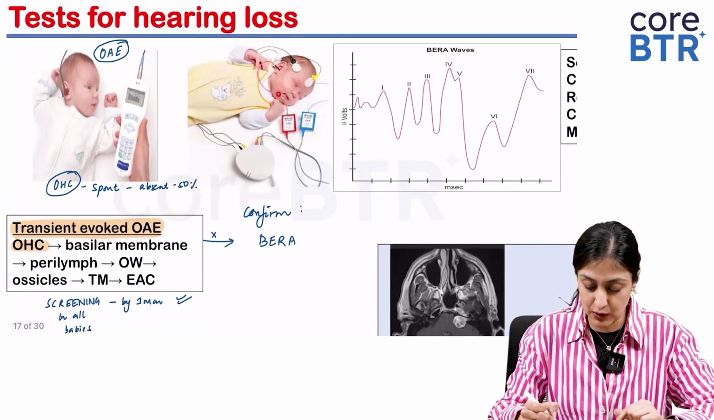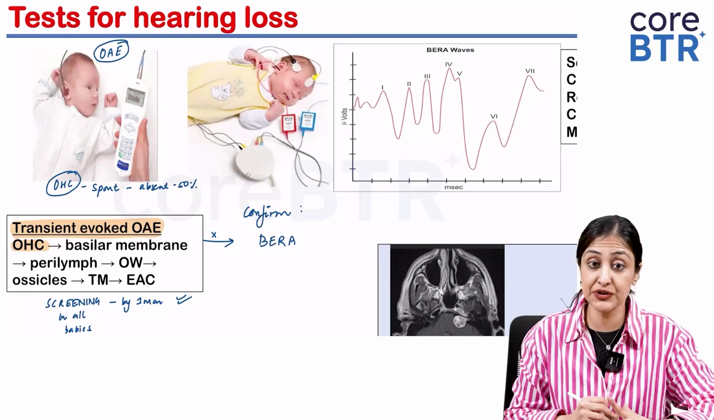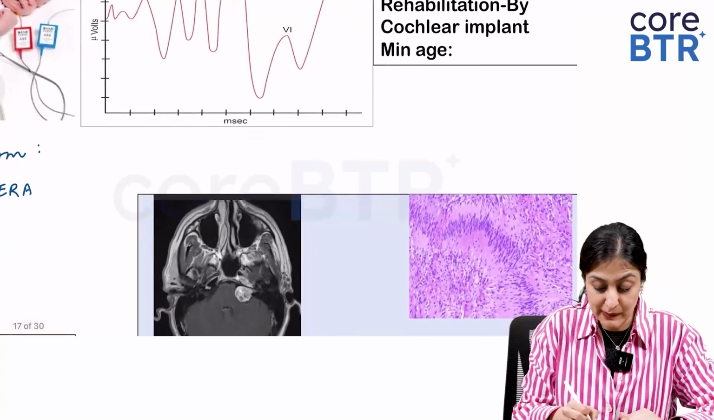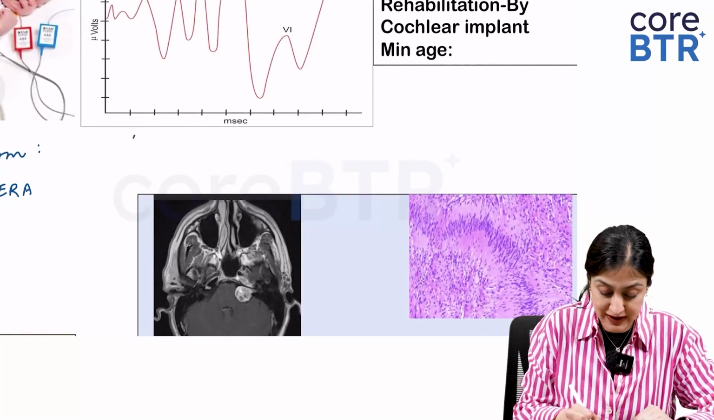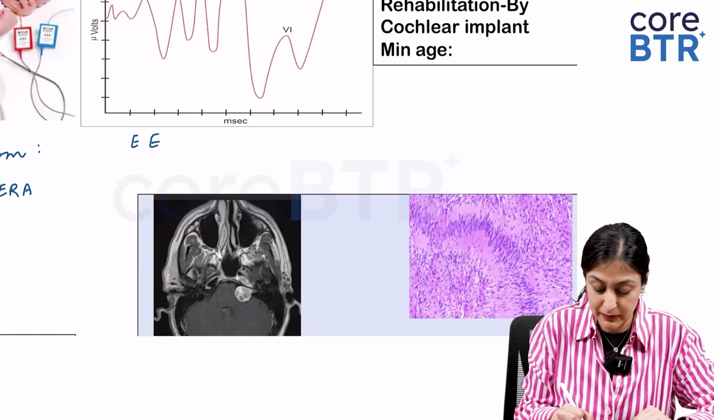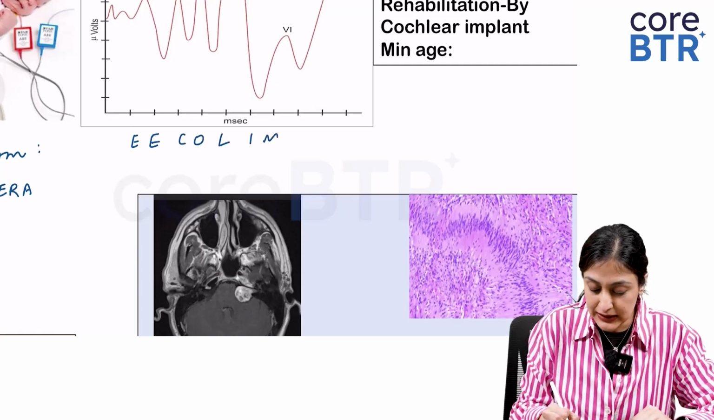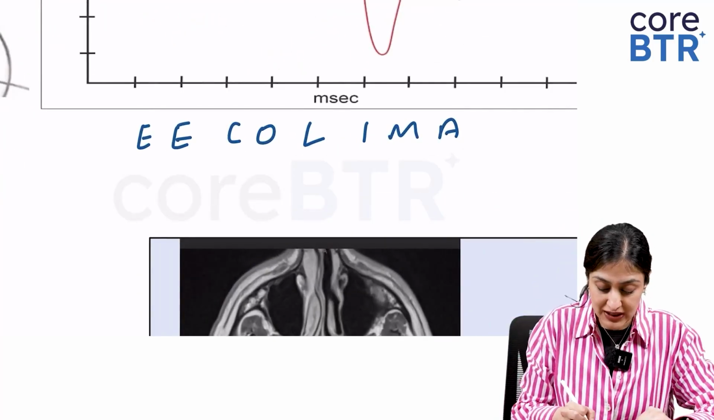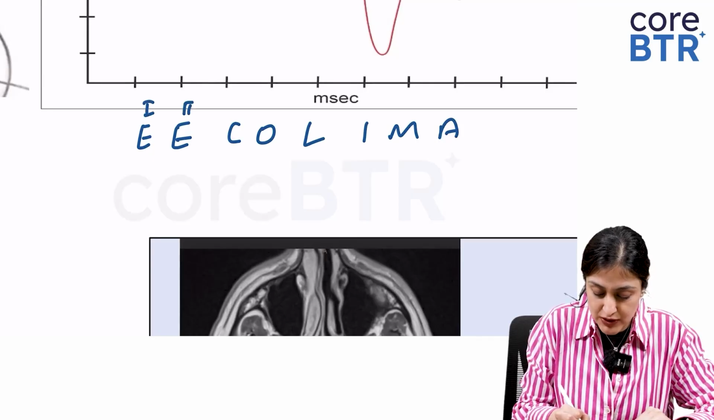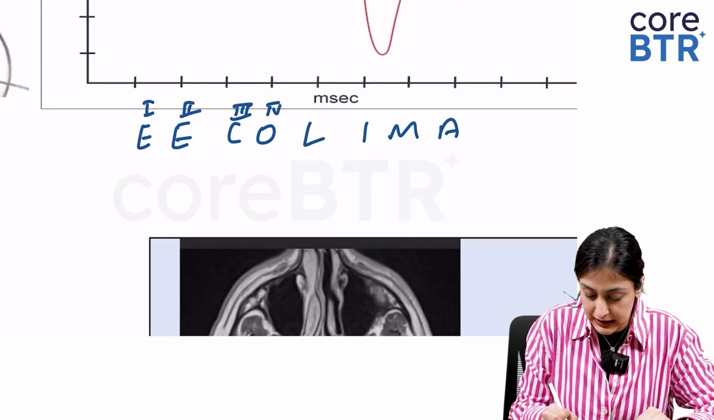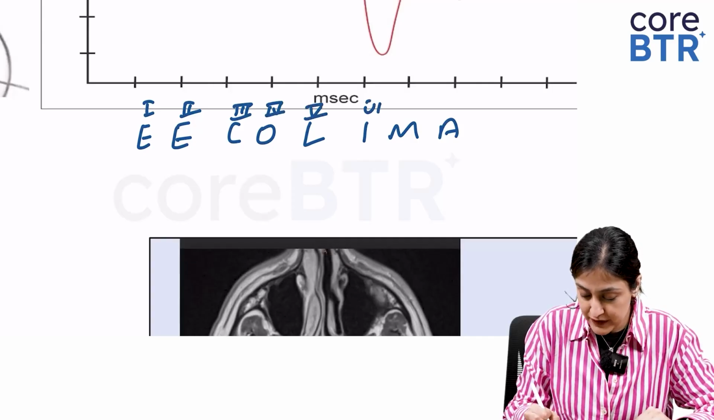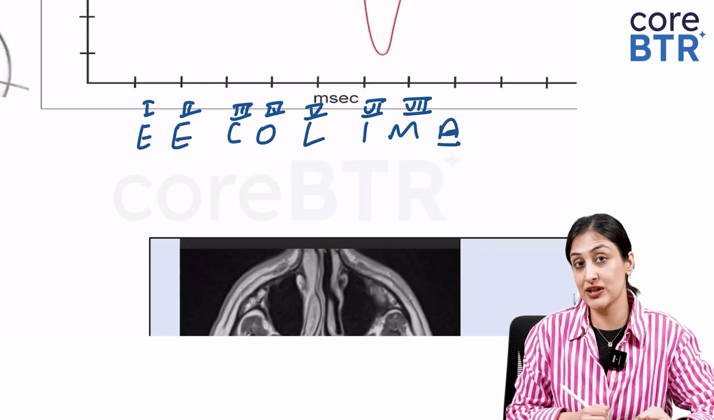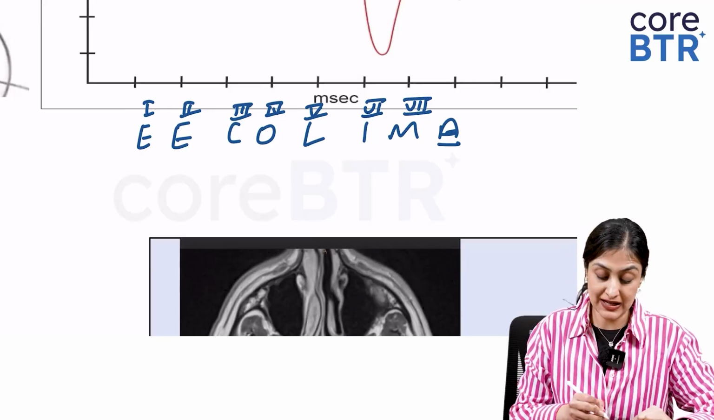So you can see there are a lot more monitors that I am seeing here. What are the different waves of BERA? So for this you will remember the auditory pathway. We will revise it simultaneously. So we remember E colima, right? So E colima is what I have to hear. So what are the different waves? 1, 2, 3, 4, 5, 6 and 7. So there are 7 BERA waves. A is auditory cortex, so that's not brainstem, right? So 7 BERA waves. Who makes it?